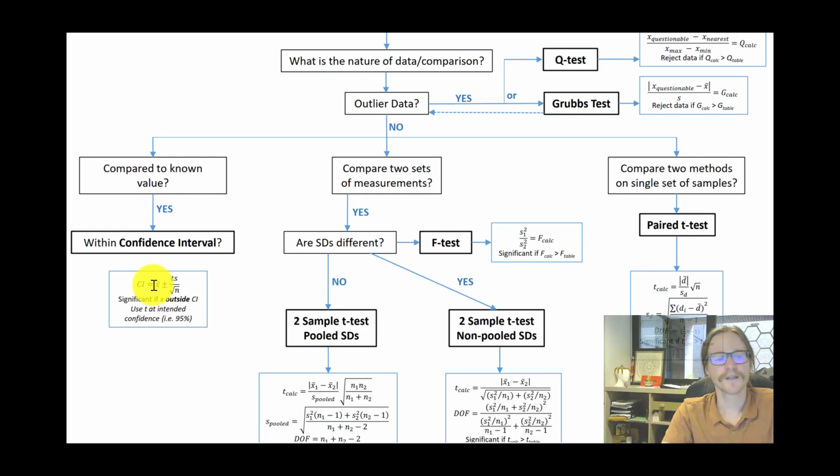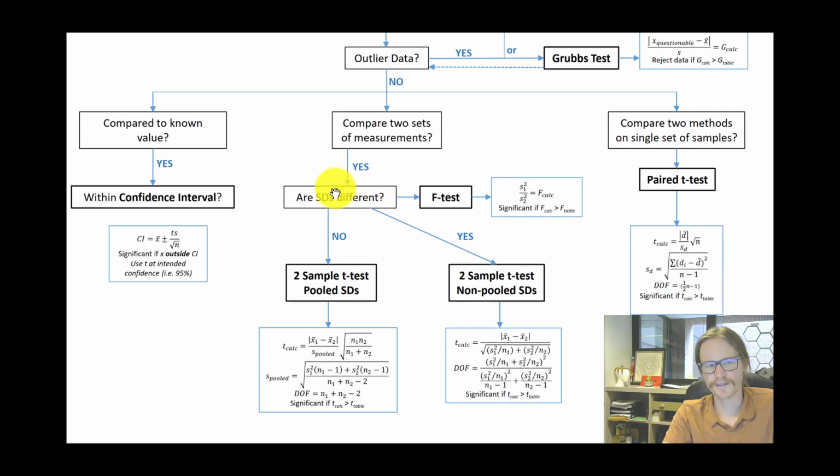It's actually different. Okay, so if we go down this middle path, you're comparing two sets of measurements. Are the standard deviations different, meaning, are they statistically different? You first have to answer that question, which requires you to do this thing called an F test. An F test is really simple. If you've got two sets of data and you want to know if the means are different, before you can test if the means are different, you actually have to figure out if the standard deviations are different.